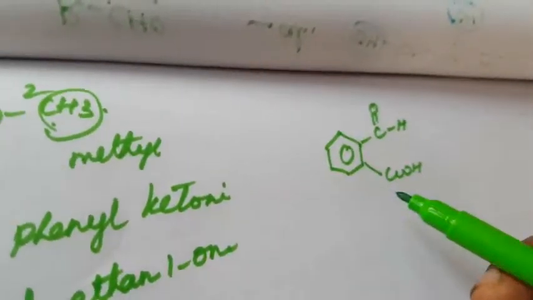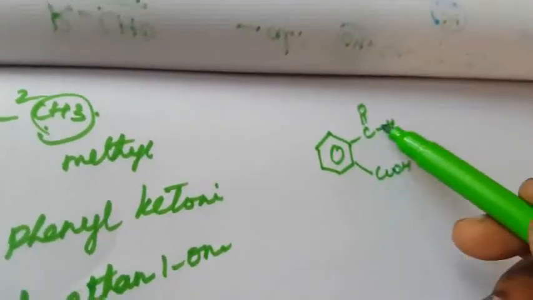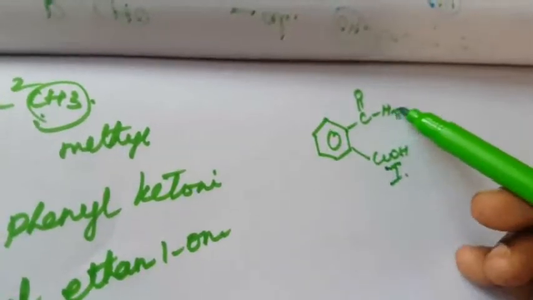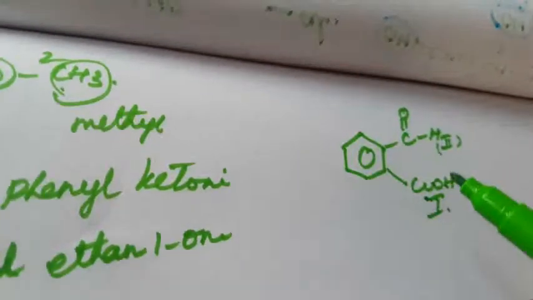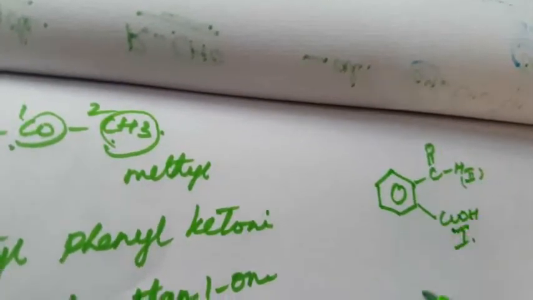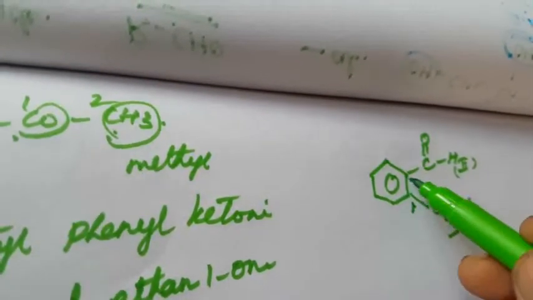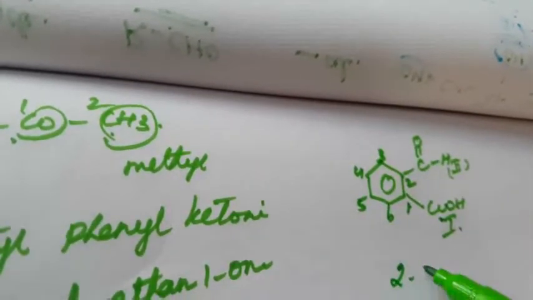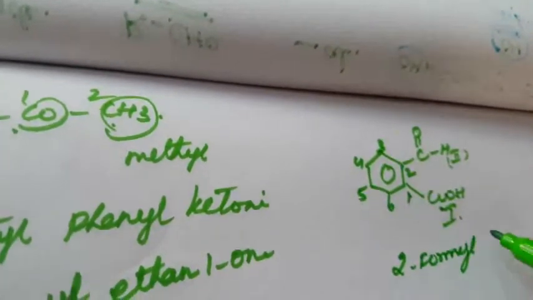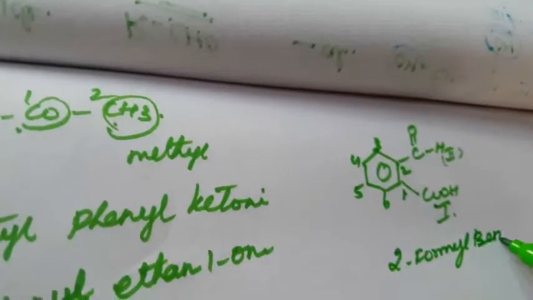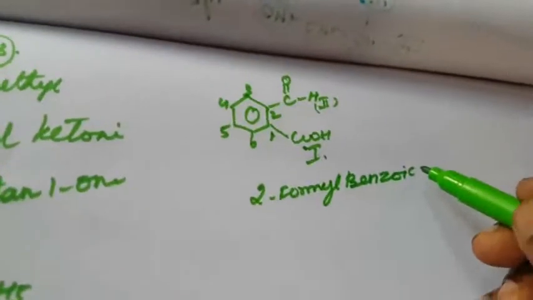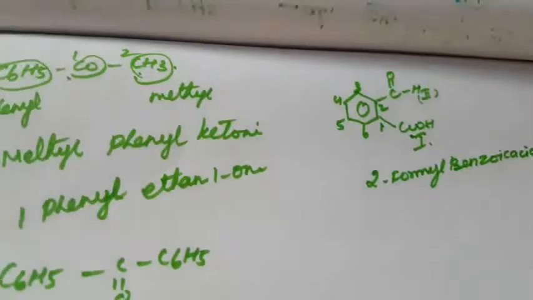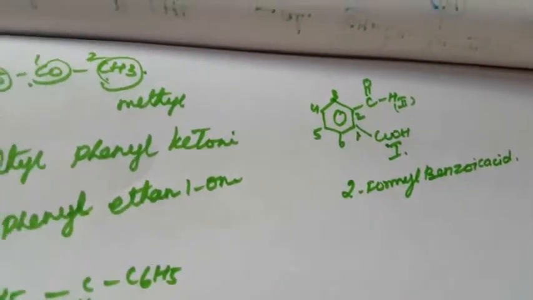How to write the IUPAC name? This is considered an aldehyde and a carboxyl group. You give the first priority to the carboxyl group, second priority to the aldehyde functional group. So how to write? This is formyl. This is the first position, second, third, fourth, fifth, sixth. So it is 2-formyl benzoic acid. So these are the IUPAC nomenclature of this compound.